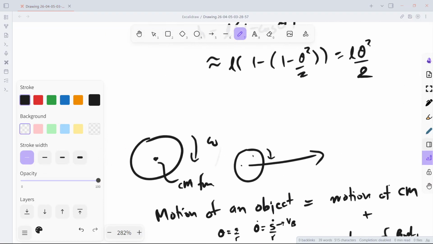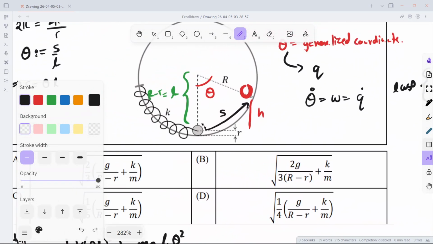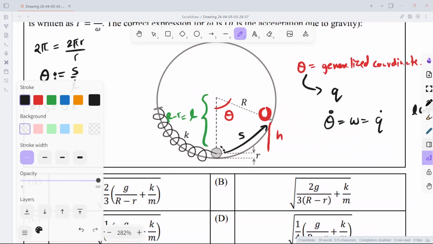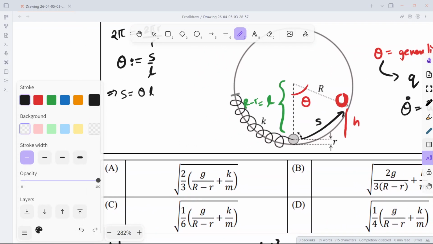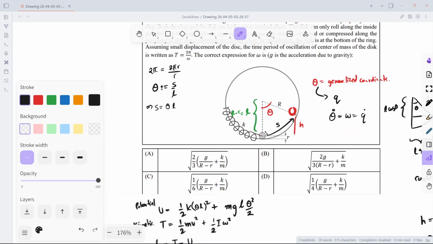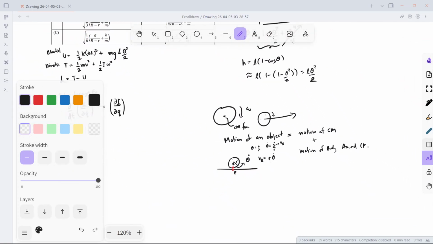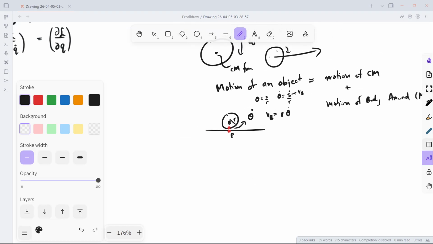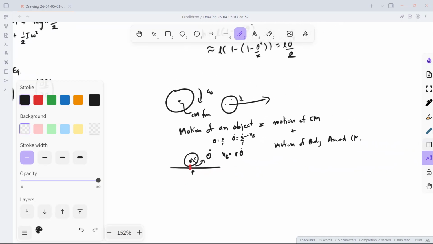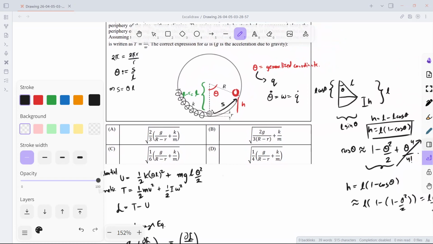And we know here that we considered this s to be that. Okay, wow, this is interesting. Let's think about it for a second. Is this going to be the same omega?